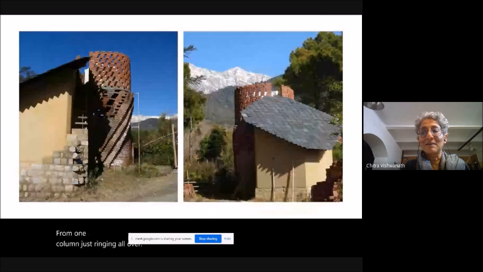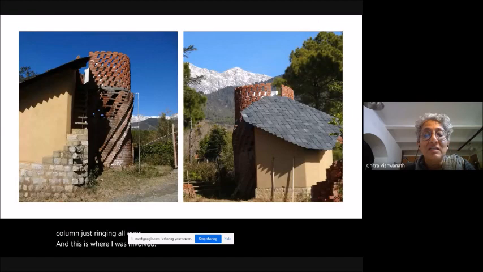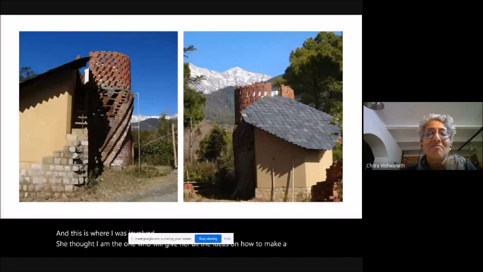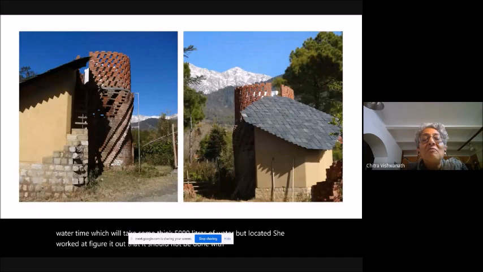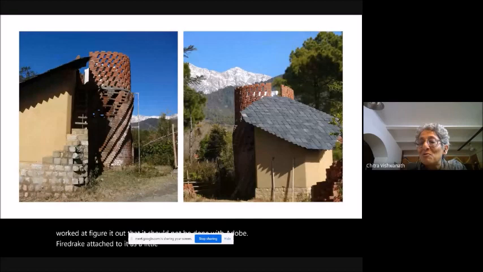She thought I'm the one who will give her all the ideas on how to make a water tank, which would take some, I think, 5,000 liters of water. But look at it. She worked at it. She figured out that it should not be done with adobe, and she's used fired bricks. Attached to it is a little pump house, the roof, and then it's against the mountains.